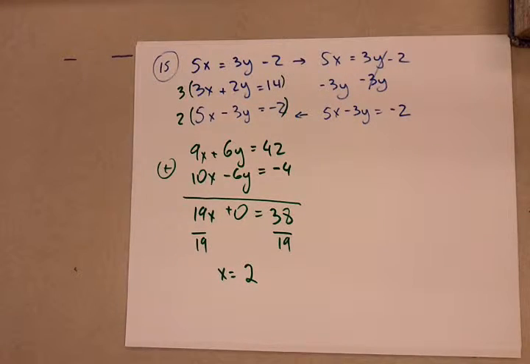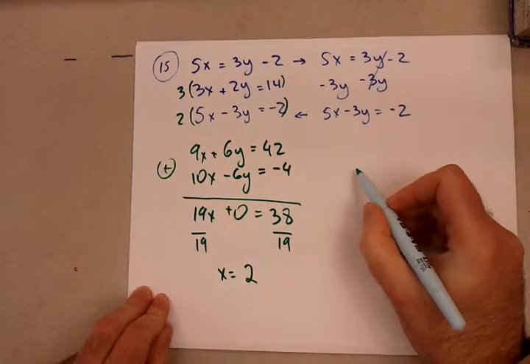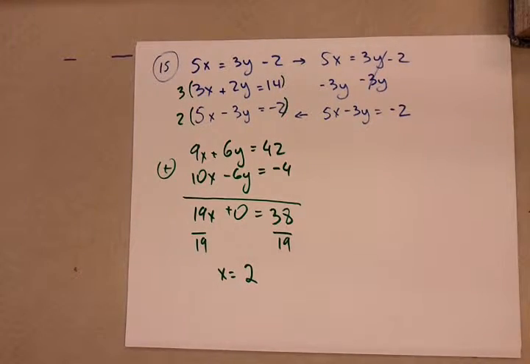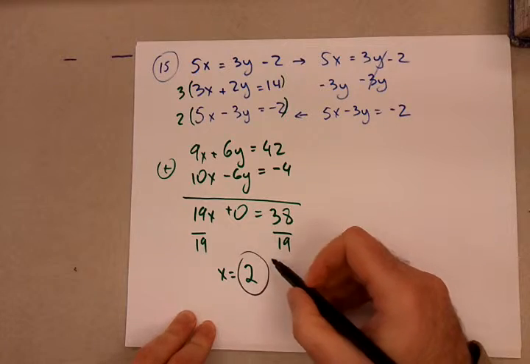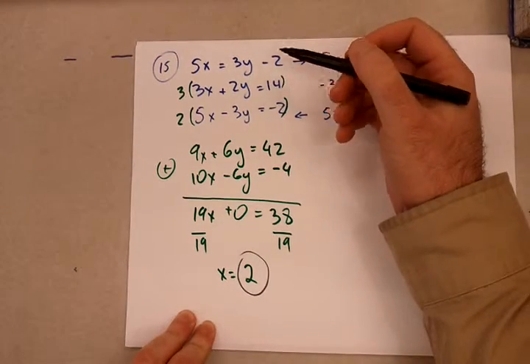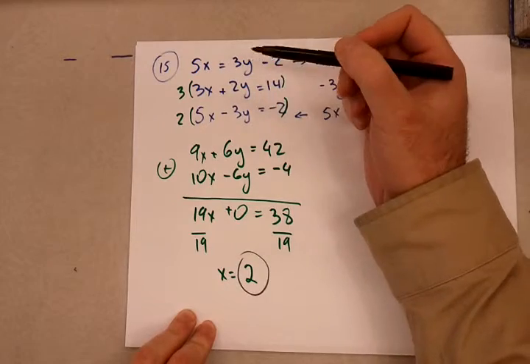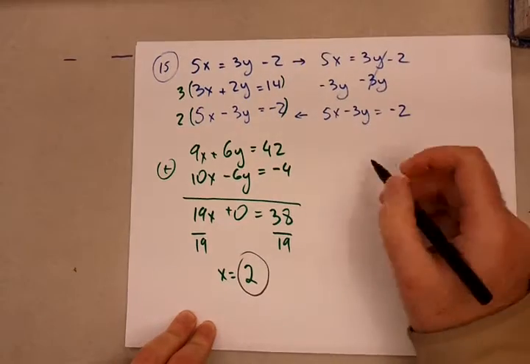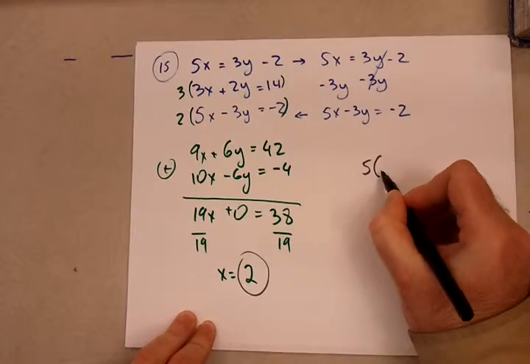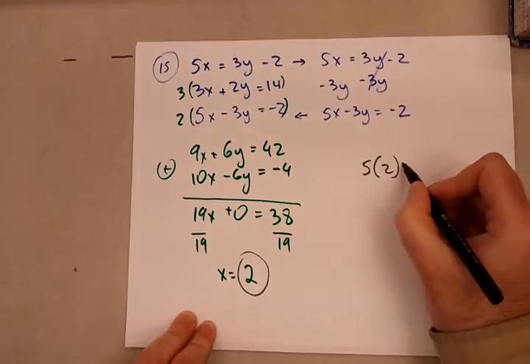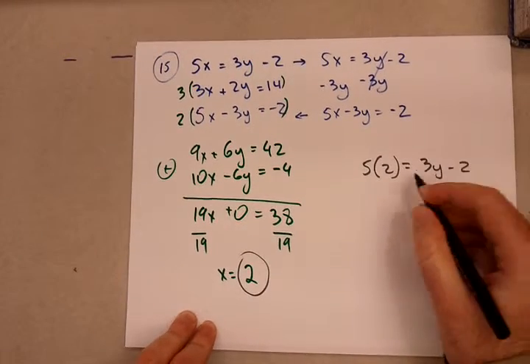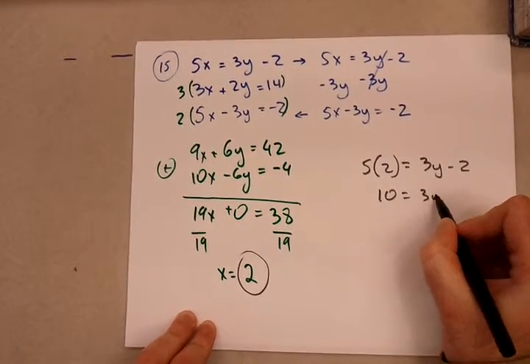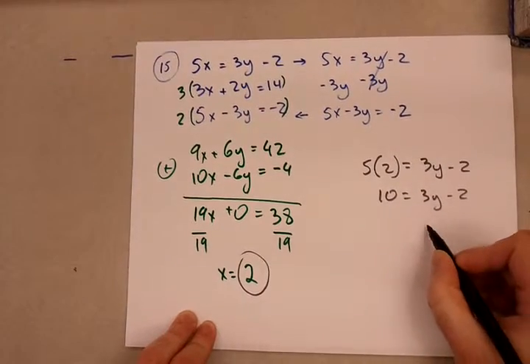So now that I have my x, I can very easily find y. All I need to do is plug in the value of the x back into the original equations, either over here or over here, and solve. I'm going to choose the top one. So 5 times 2 equals to 3y minus 2. So 10 equals to 3y minus 2. Add 2 to both sides.